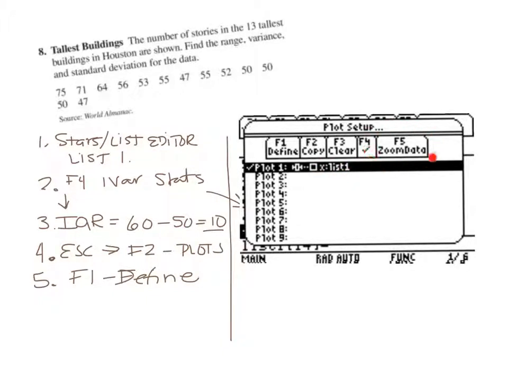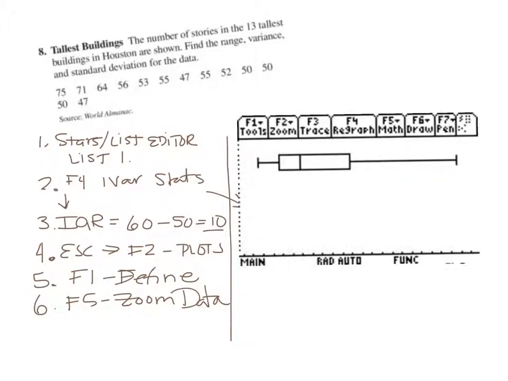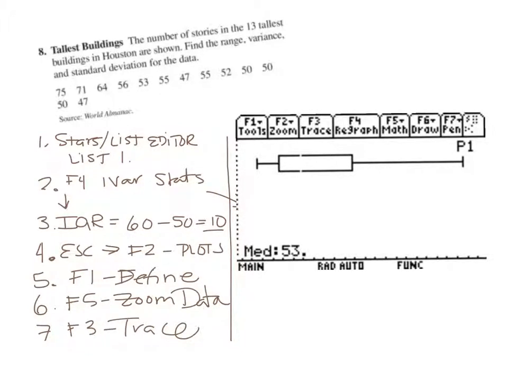Now we're going to hit F5, zoom data. Then you end up with this right here. If you want to see what these marks are, you can choose F3, trace. Now as I use my arrow keys, I get to see the median, Q3, Q4 is the maximum, and then the minimum. All right, there.